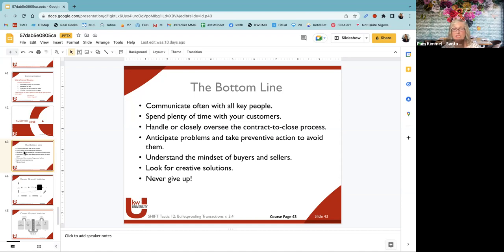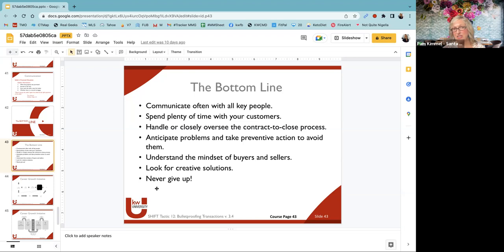Handle or closely oversee the contract to close process. Yes, and be sure that you have a great transaction coordinator who can help you through that process, and anticipate problems and take preventive action to avoid them. Understand the mindset of the buyers and the sellers, what they're each after. They both have different points of view. Look for creative solutions. Think outside of the box. What do we have to do in order to make this come together so that we can close the transaction? You still want to buy, you still want to sell? Great. Let's figure out a way to make that happen. And never give up. Be tenacious.